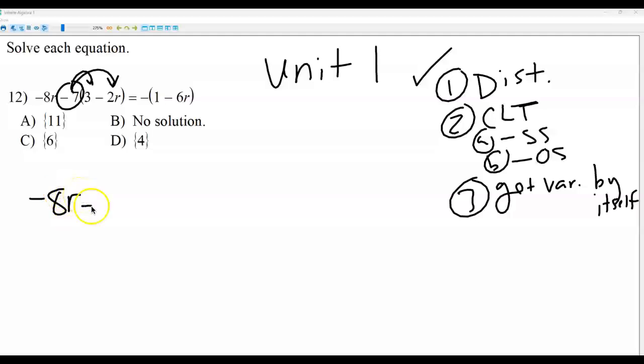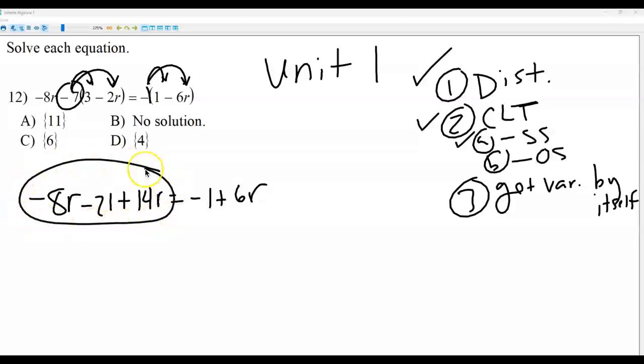That's going to give me negative 21 plus 14r equals, and here you can think of this like a negative 1. We're going to distribute that also, and that's just going to change the signs. Now we're going to combine like terms. So we start by combining like terms that are on the same side of the equal sign first.